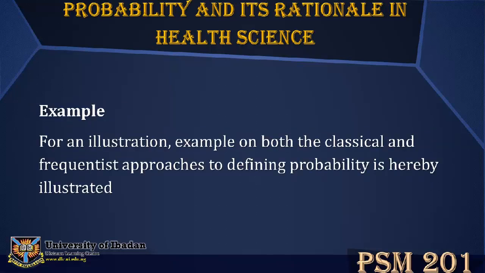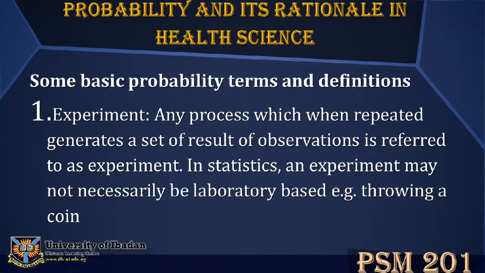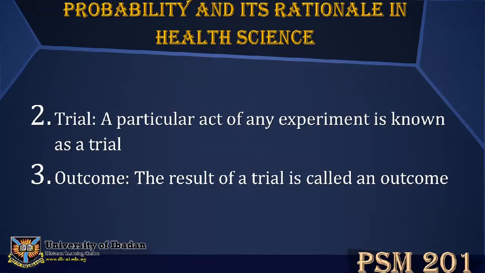An example illustrating both the classical and frequentist approaches to defining probability is shown here. Some basic probability terms and definitions. Experiment. Any process which, when repeated, generates a set of results or observations is referred to as an experiment. In statistics, an experiment may not necessarily be laboratory based, e.g., throwing a coin. Trial. A particular act of any experiment is known as a trial. Outcome. The result of a trial is called an outcome.